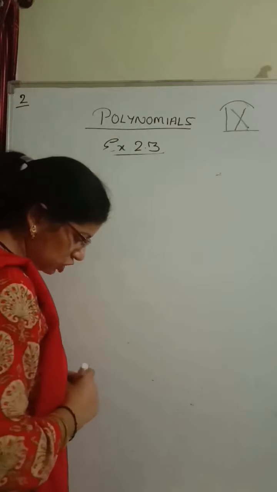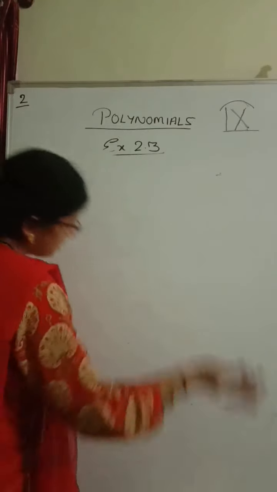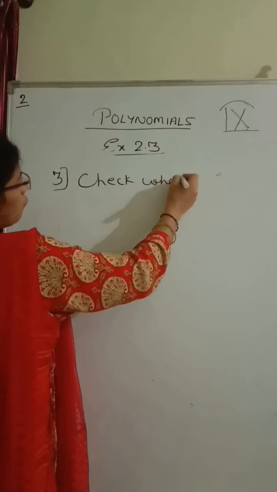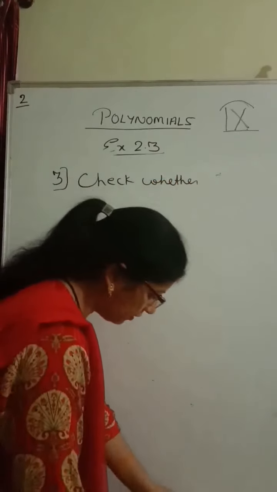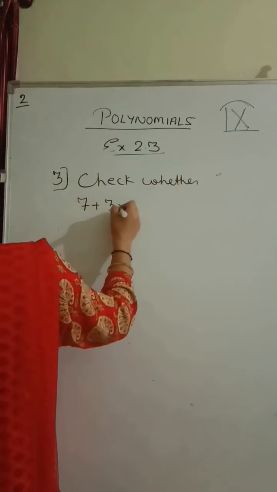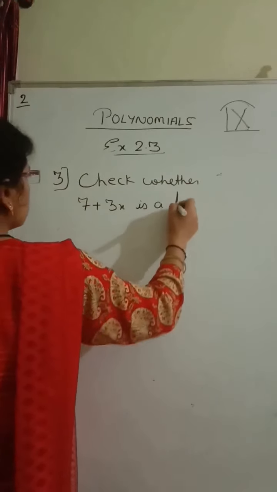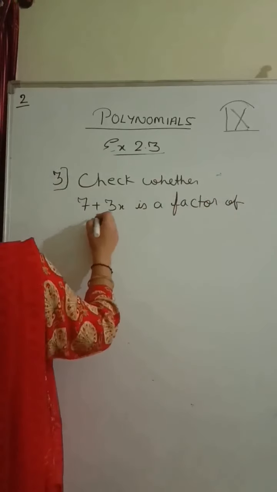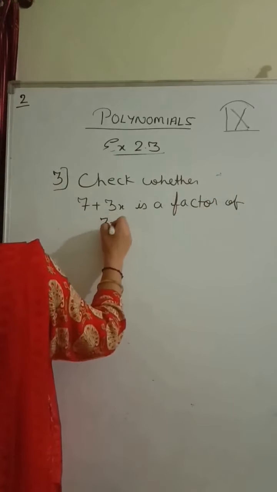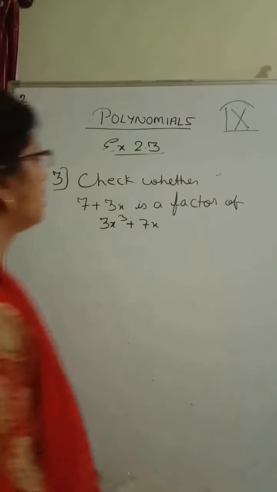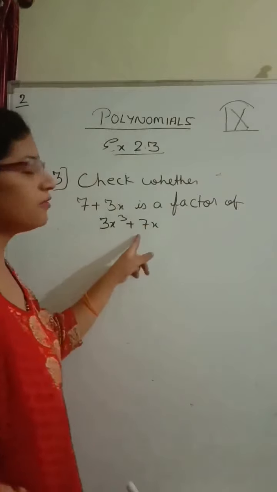What is this? Check whether 7 plus 3x is a factor of 3x cube plus 7x. ओके, तो हमें चेक करना है कि 7 plus 3x इसका एक फैक्टर है.